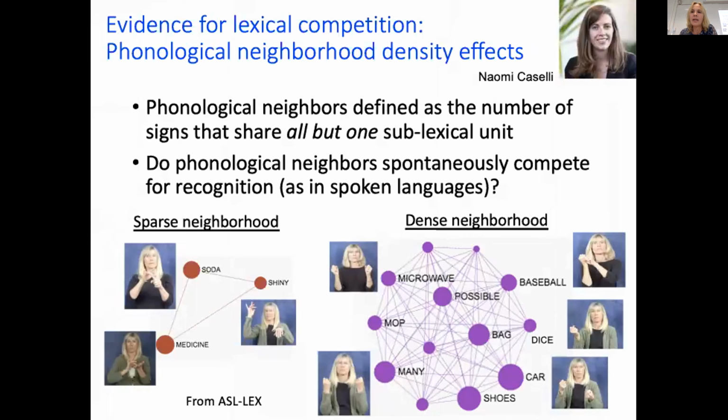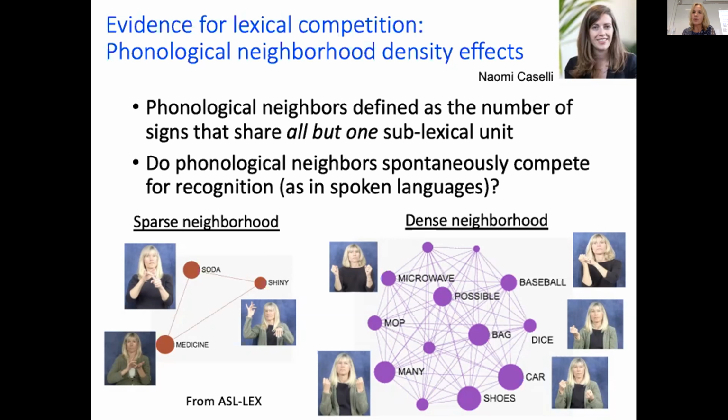And this is the study led by Naomi Caselli, looking at phonological neighborhood density effects. The reason this is related is because what we know from spoken languages is that when words have many phonological neighbors, you're slower at recognizing them, particularly in a lexical decision experiment, compared to when they have few neighbors. Now, what's important to recognize is that what I've been talking about so far in terms of shared phonology has been sharing one parameter, location or handshape. But really, that's not how neighbors are defined for spoken languages when we talk about neighborhood effects.